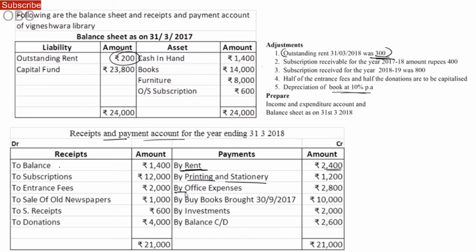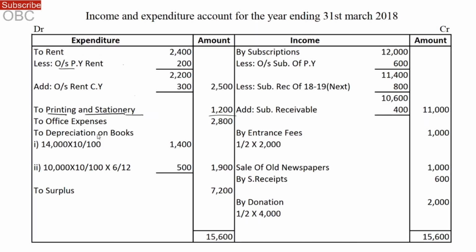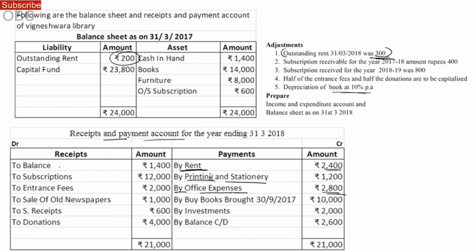Come back again, receipts and payment account. By office expenses, check whether we have any adjustment regarding the office expenses. No, we don't have any adjustment regarding the office expenses, so we'll consider as it is, to office expenses 2,800 done. Next, by books bought 3/9/2017, 10%. Because it's capital in nature, we should not consider this in income and expenditure account. We only consider it in balance sheet, but we will be considering depreciation for this book. That will be considered in the last, because in the adjustment they are given at last.